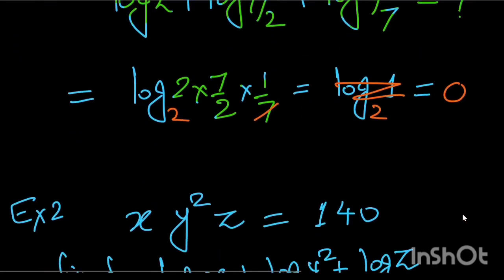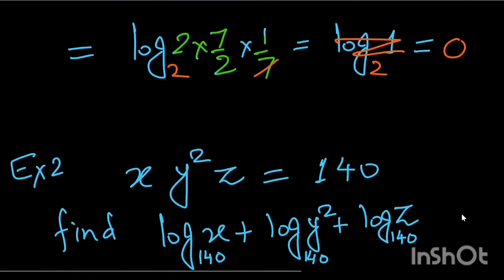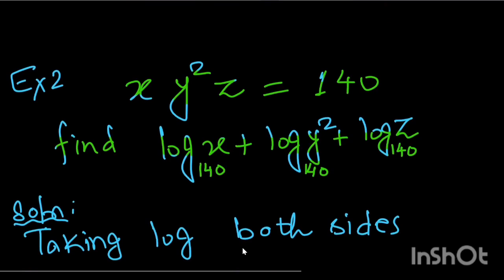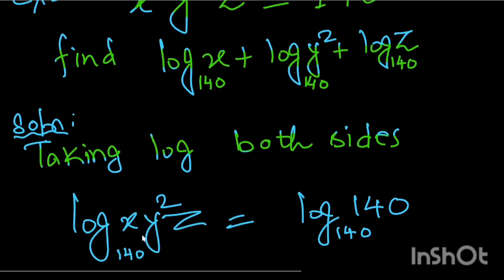So it is 0. Now let's take an example. x y square z is 140. We have to find the value of log x plus log y square plus log z. The base of all these three logarithms is 140. So what is the value of this? Using the rule, that's a hint. The solution is taking log both sides and solving. So taking log both sides.